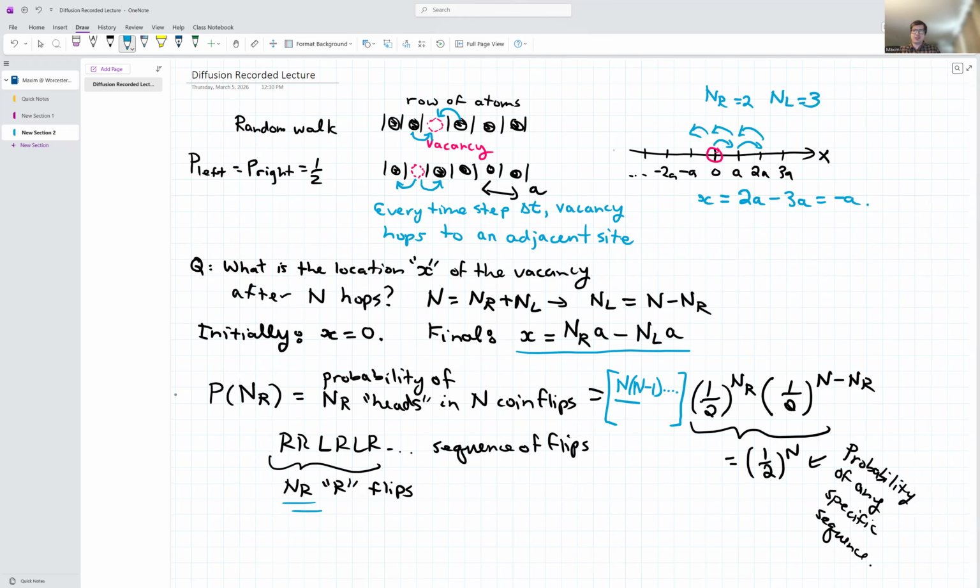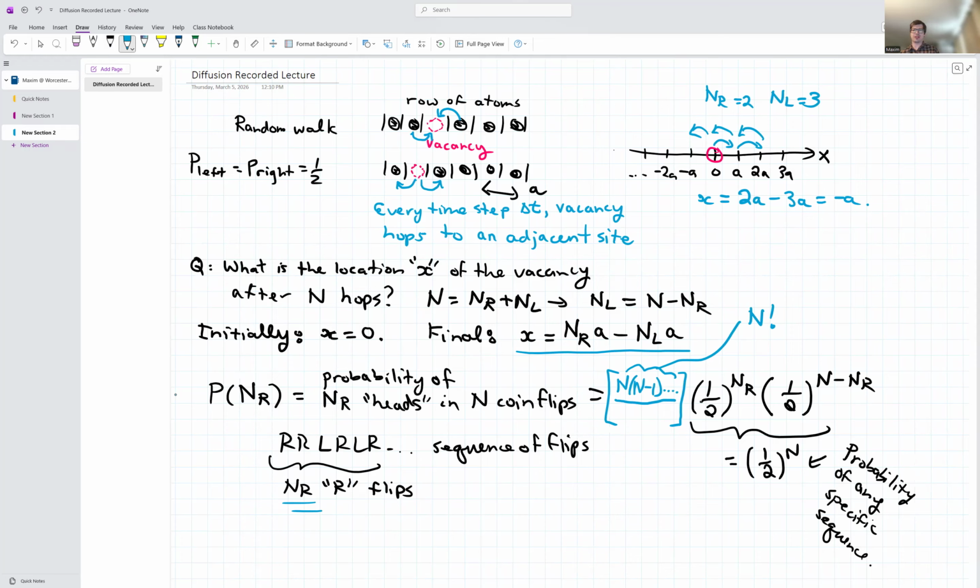By the way, this construction where you take a number n and multiply it by n minus 1 and n minus 2, that's called a factorial. So it's n factorial. But this is overcounting. This is overcounting by all the number of ways we can rearrange the flips within all of the right and left flips.